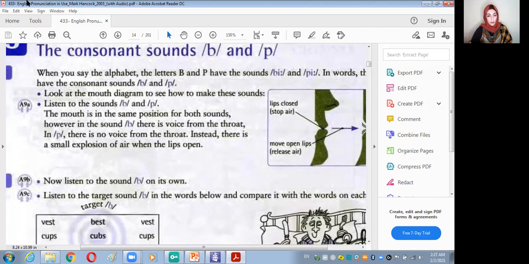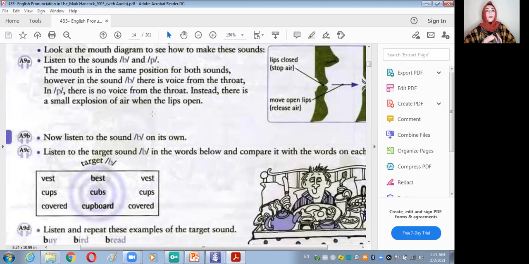So the mouth is in the same position for both sounds. However, in the sound b, there is voice. This is the main difference. There is a voice here in the throat or in the vocal cords before you release the air. You already have the vibration here, and you can feel it with your hand like this before you release the air. So here the vibration happens first before you release the air later on.